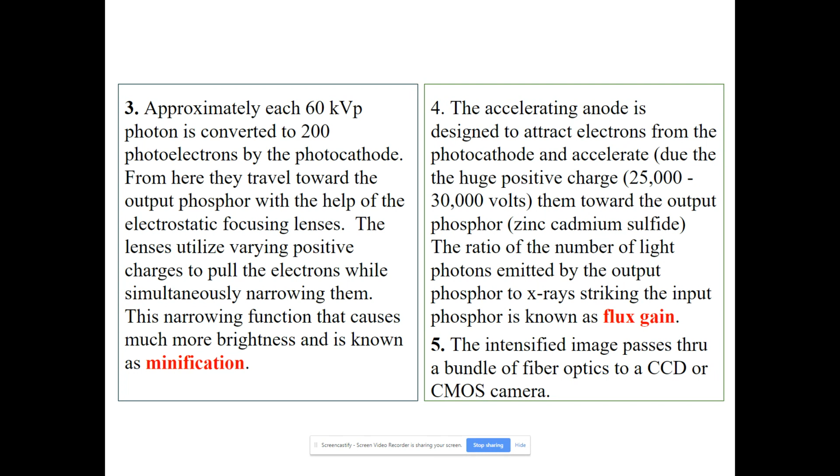Now, by doing that, that action of narrowing is going to give us more brightness, which after all is the main goal. And that brightness is known as minification brightness. So it's brightness that's associated with minifying or narrowing that electron stream.